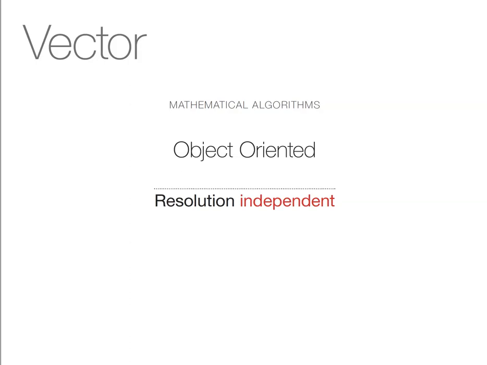Now, vector is very different. Vector is math. It comes from algorithms. It's what you call object-oriented. A vector program, as you know, is Illustrator, and it's resolution independent. In other words, the object that you're working with in Illustrator doesn't have any resolution until you go to print it. And when you print it, it has to become rasterized or put into pixels so that it can actually output. And then it has the output resolution that you determine.